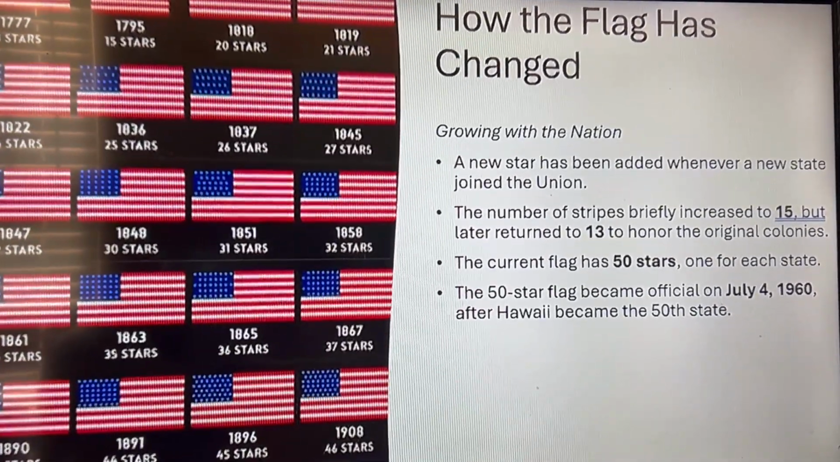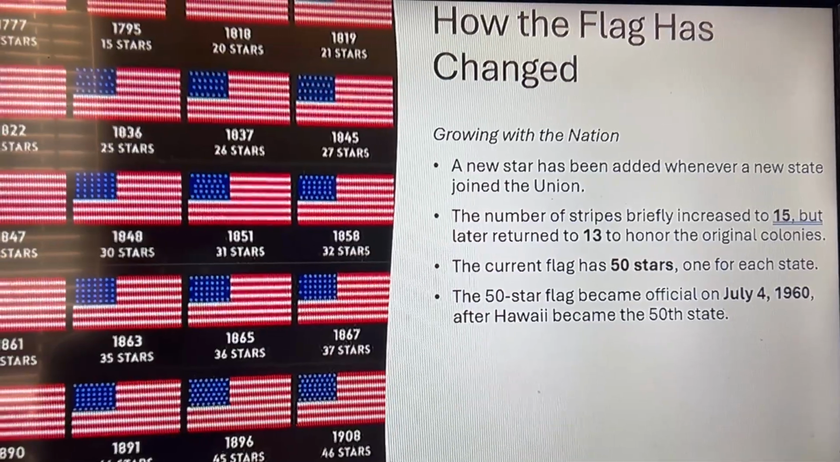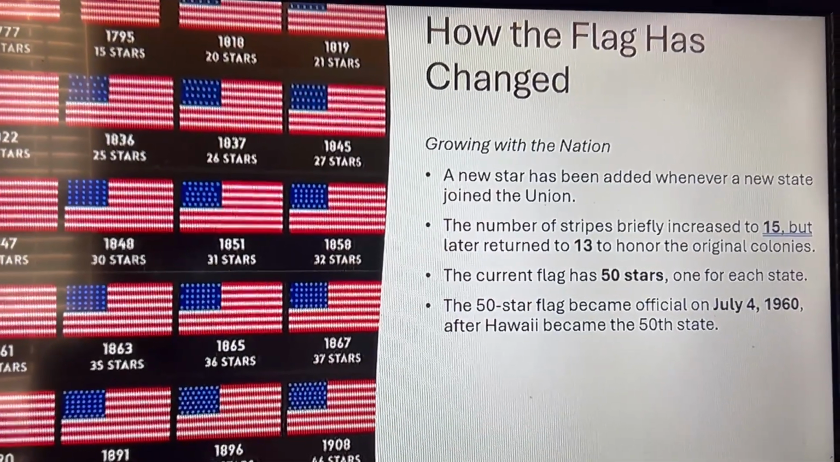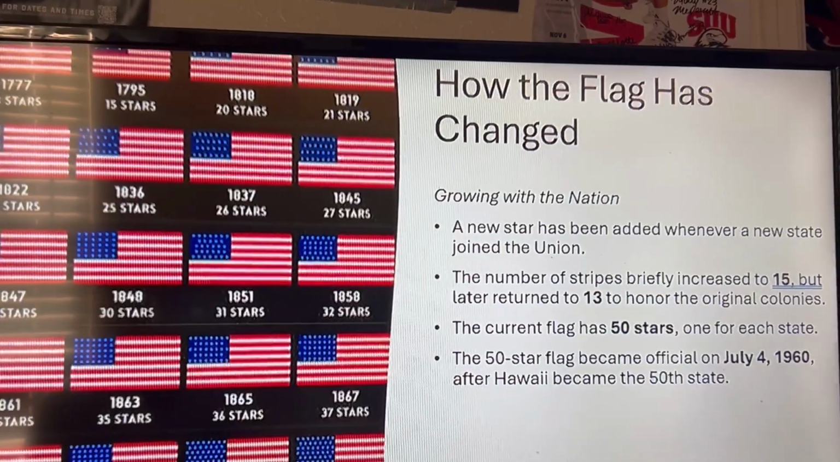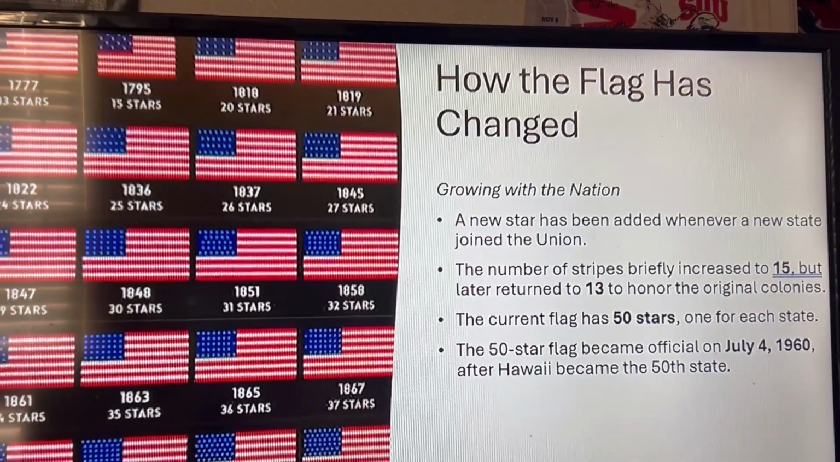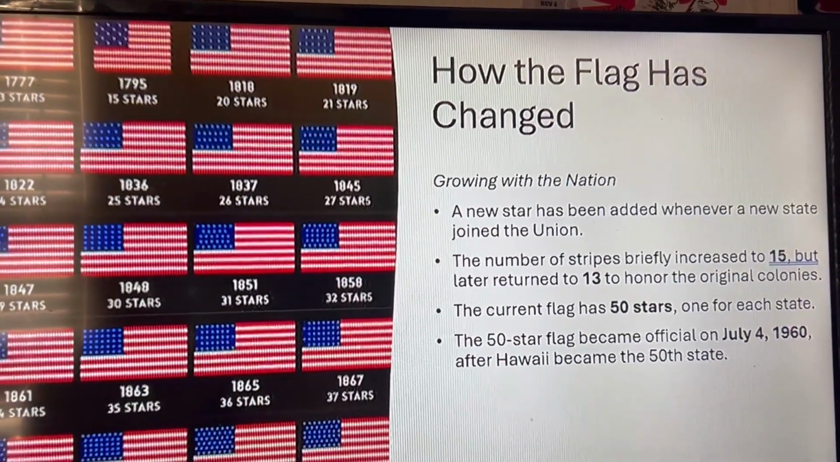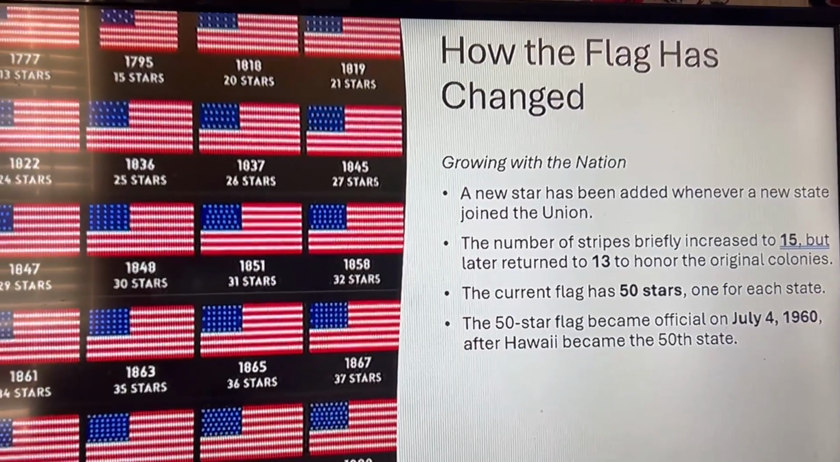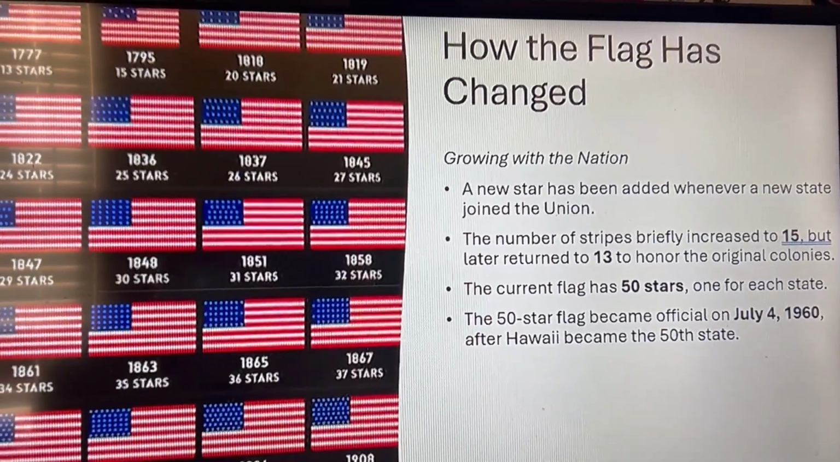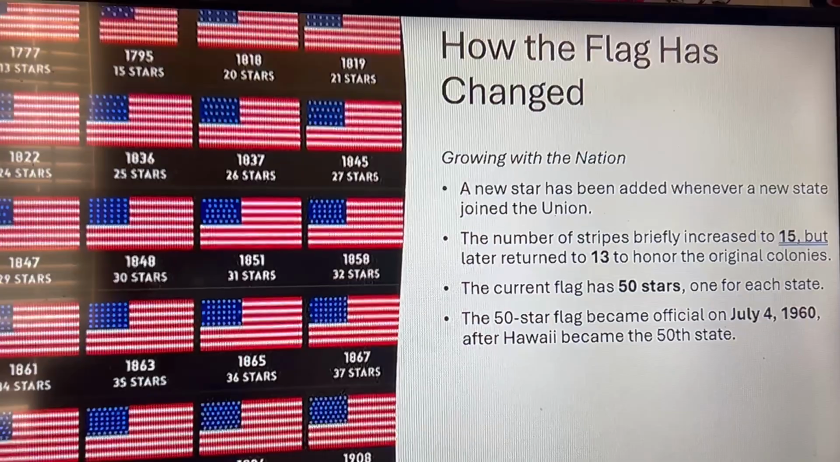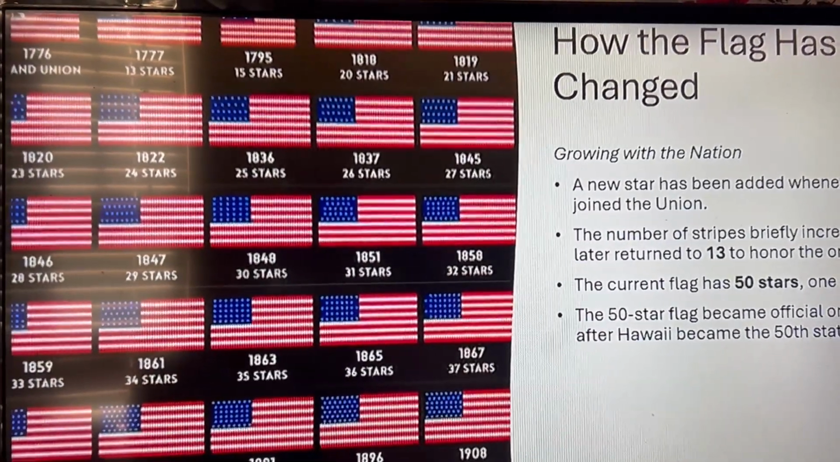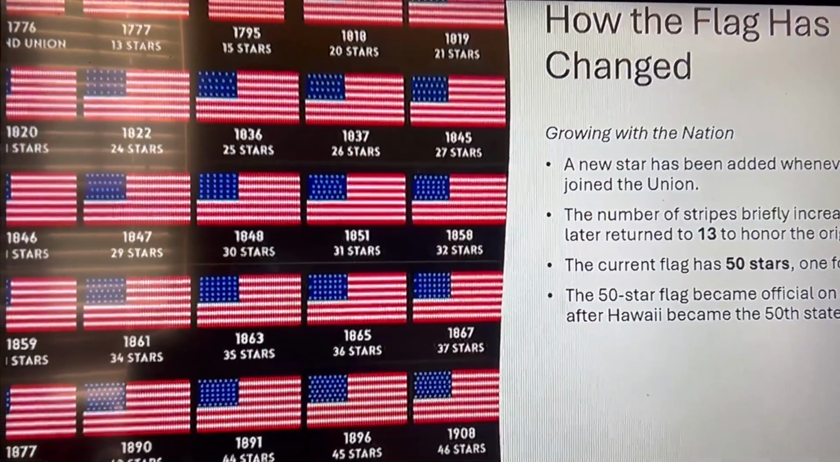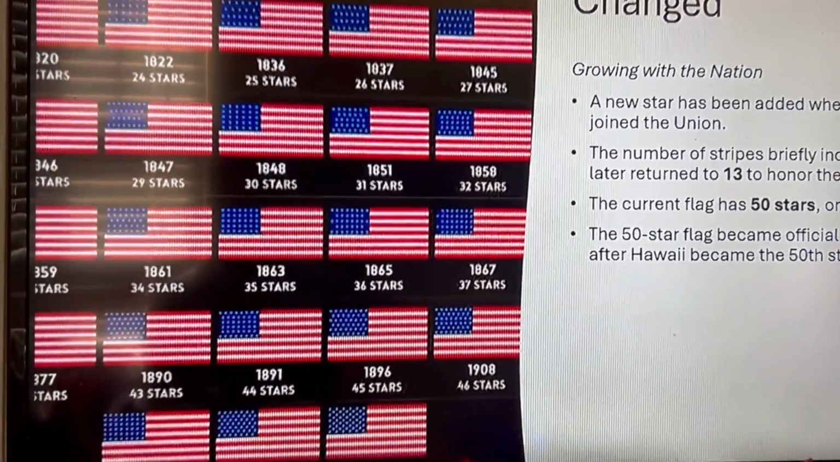A new star has been added whenever a new state joined the Union. The number of stripes briefly increased to 15, but later returned to 13 to honor the original colonies. The current flag has 50 stars, one for each state. The 50-star flag became official on July 4th, 1960, after Hawaii became the 50th state. And there's all the flags right there that have changed throughout the years, which is pretty cool.